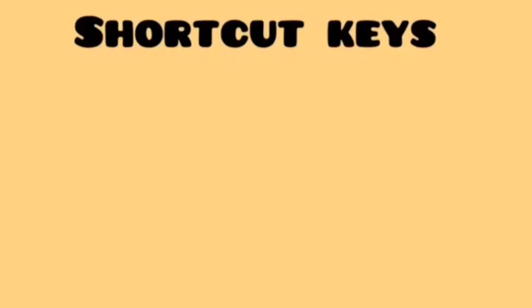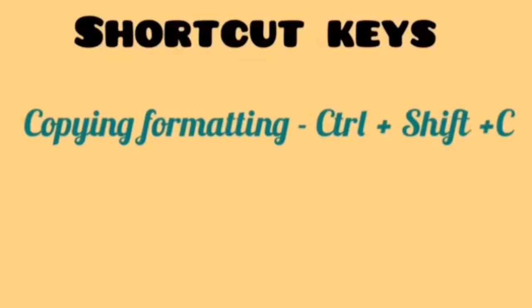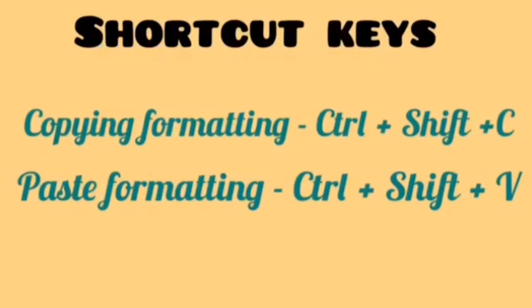Now, next we will discuss the shortcut keys. For copying the formatting, the shortcut key is Ctrl plus Shift plus C. After selecting the text, press Ctrl plus Shift plus C. And now I want to paste this formatting to another portion. So I have to just select another text. Then I have to press Ctrl plus Shift plus V, so that the format will be copied to the other portion.